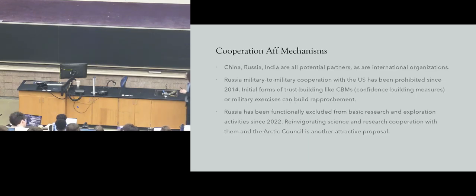Last area is cooperation AF mechanisms. We've already turned out Russia cooperation and India cooperation AFs. India is not an Arctic country, but you could still invite them to the Arctic to do stuff with you there. Russia is the most common one, and to me the one that makes the most sense because you have both an exploration-ish AF and a military development-ish AF.